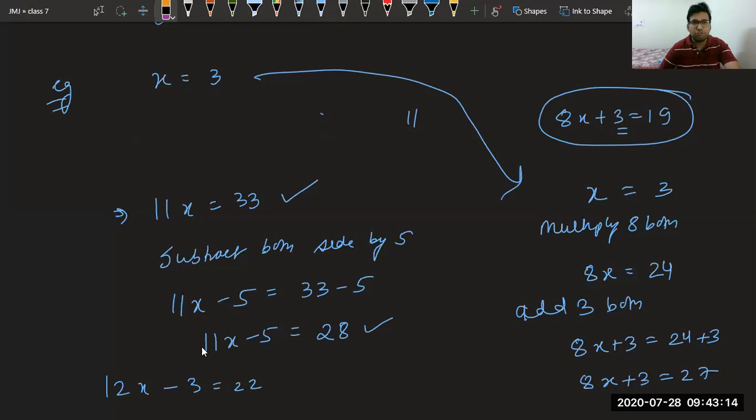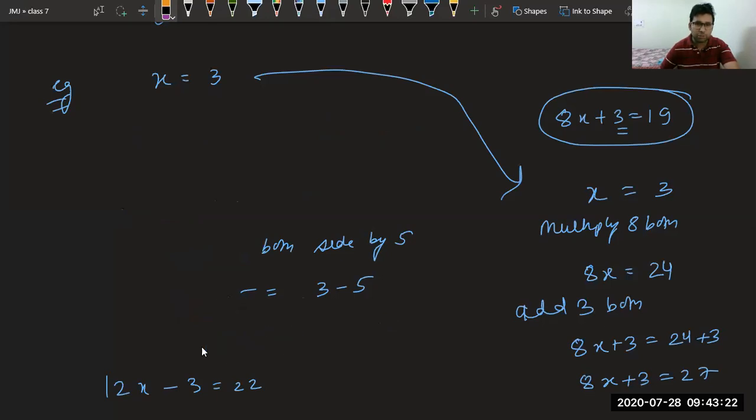So class, forming a new equation is very easy. Whatever you do on one side, do the same thing on the right side, and you have got a new equation from the previous one. One second.